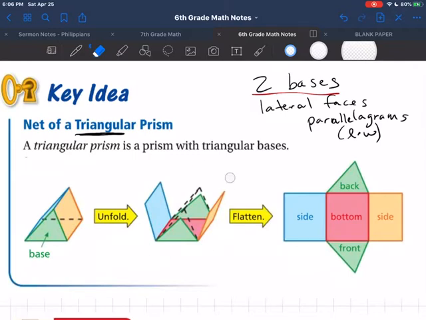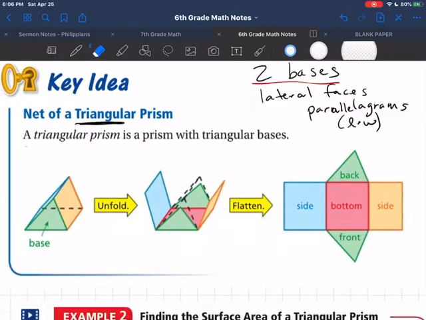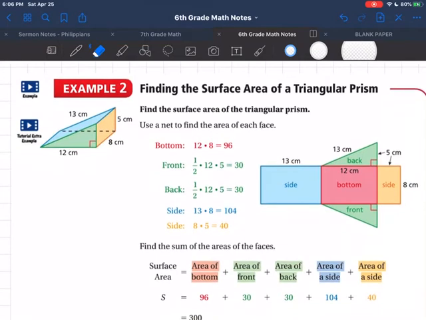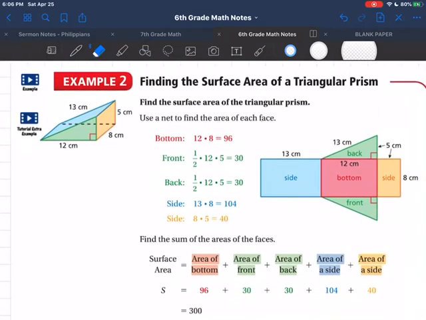Okay, so pause the video, look at the fold. If you want to see how the net works, notice, so hopefully you paused it, looked at it, notice that this is the bottom, but our bases are these two green triangles. Okay, this was the bottom, the front folded out, the back folded out, and we're good. Okay, so let's see how they find the surface area. Okay, so again, the surface area is just the area of this plus this plus this plus this plus this.